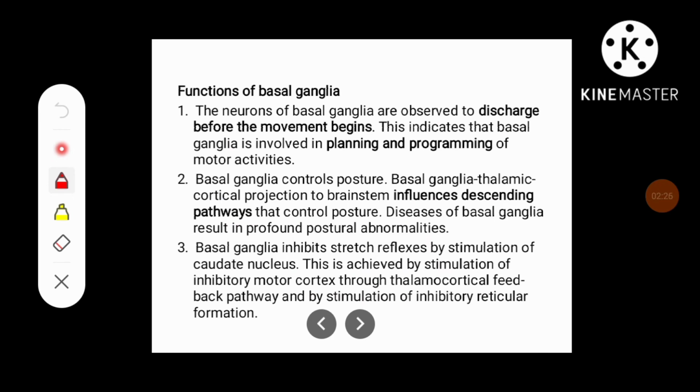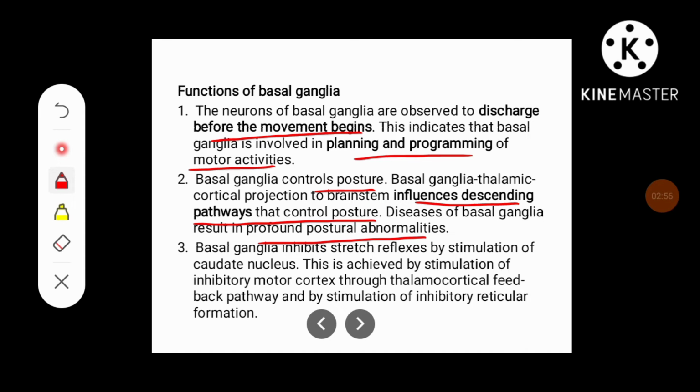Coming to the functions of basal ganglia, the neurons of basal ganglia are observed to discharge before the movement begins. This indicates that basal ganglia is involved in planning and programming of motor activities. The basal ganglia controls posture. The basal ganglia thalamic cortical projection to brainstem influences descending pathways that control posture. The diseases of basal ganglia result in profound postural abnormalities.